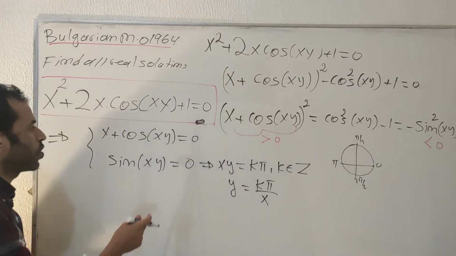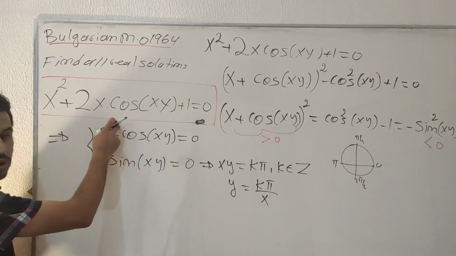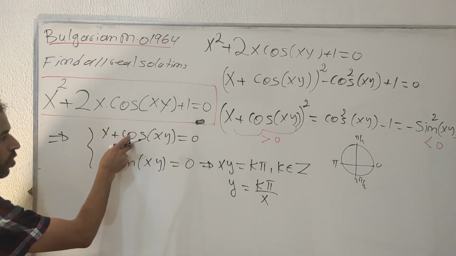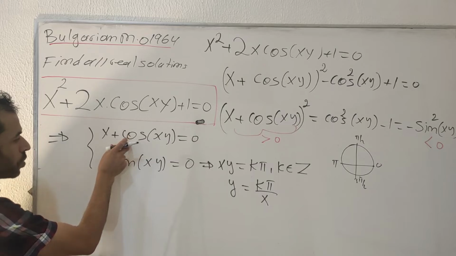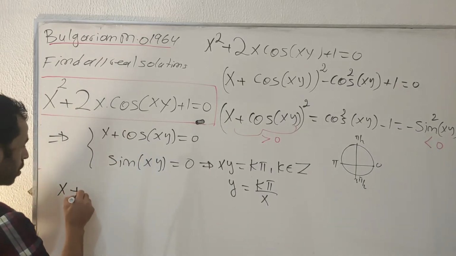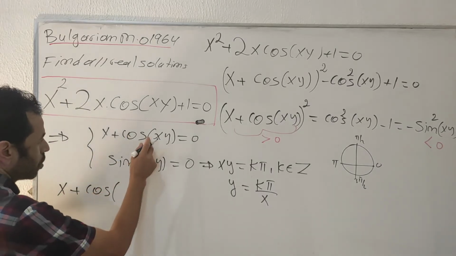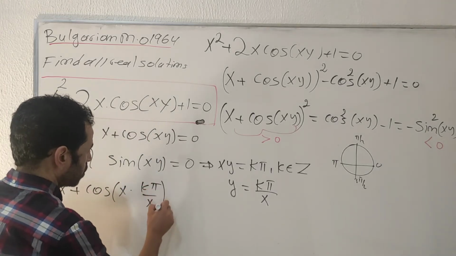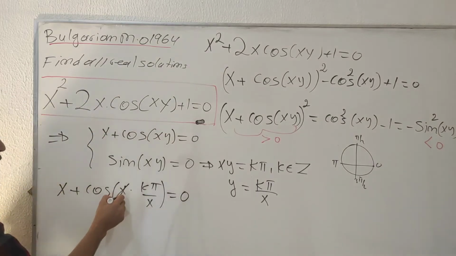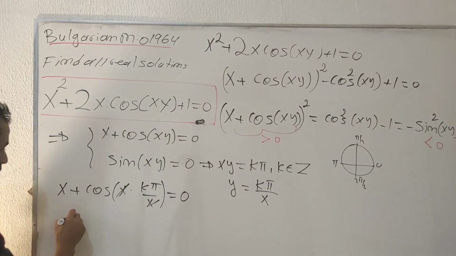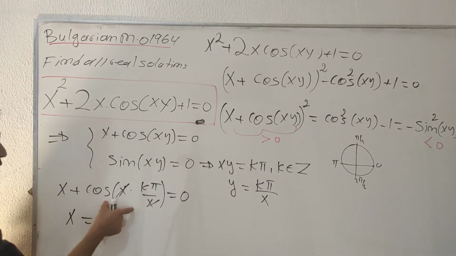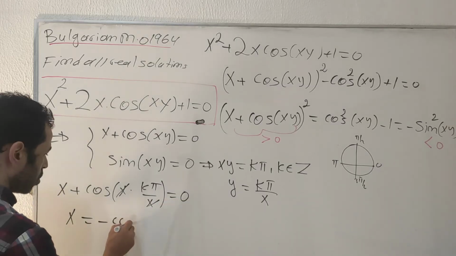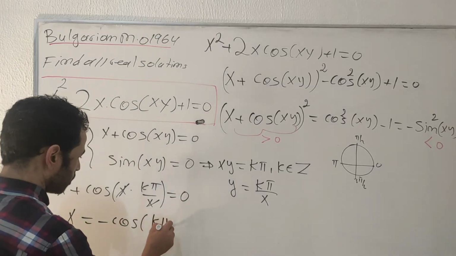Let's take this value of y and insert it back into the first equation to find a new expression. We get x plus cosine of x multiplied by k pi over x equals 0. The x will cancel out, so I will be left with x. Let's take this term to the right. I get minus cosine of k pi.